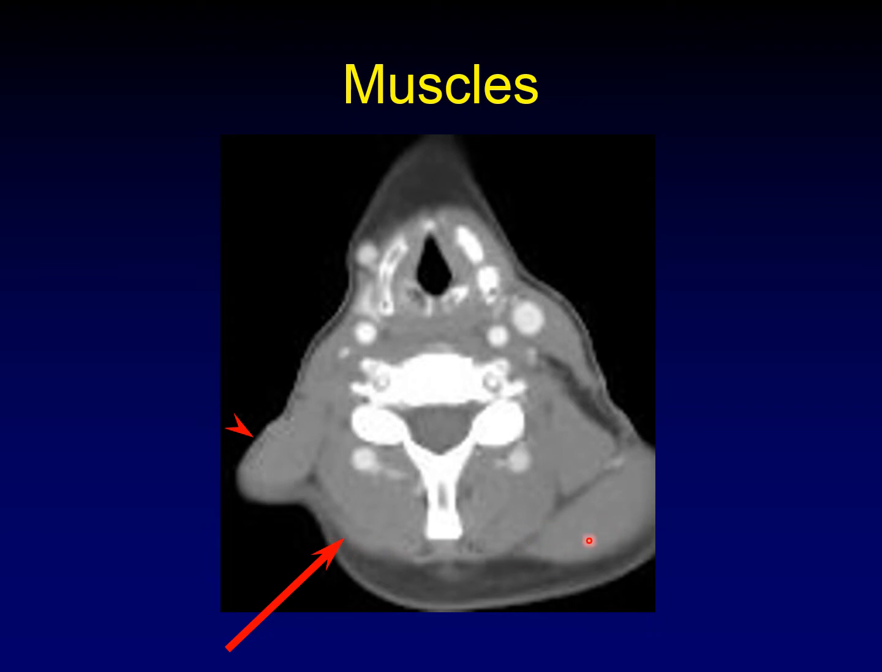What takes over that role? The levator scapulae muscle. That's what hypertrophies to compensate for the loss of the trapezius muscle. The levator scapulae muscle can look just like a mass.